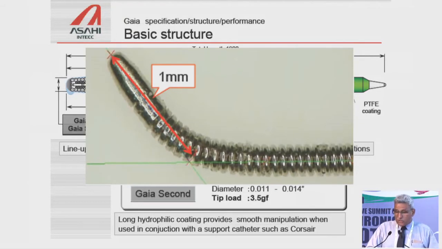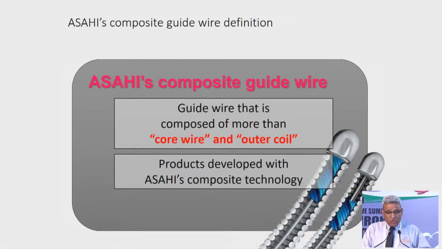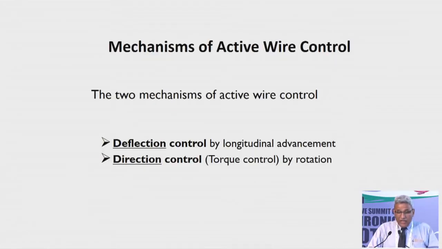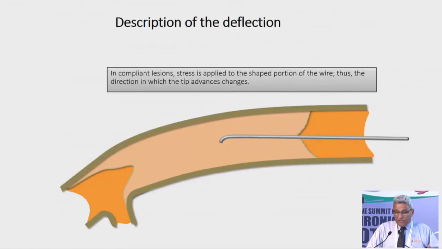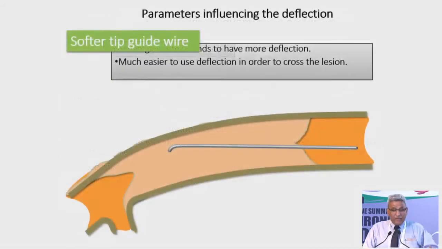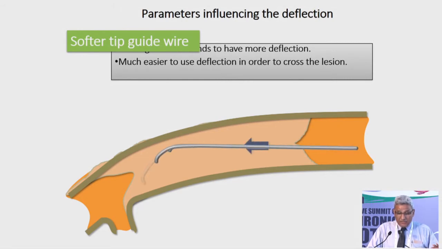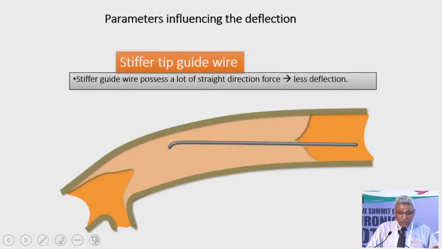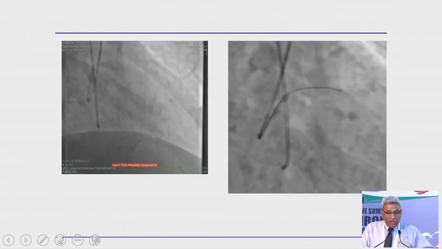And to help us achieve all this, we had the Gaia wire, which has been so elegantly described, which is a composite core wire, which actually helped us achieve active wire control by either deflection or direction control. And all this we have actually been through. And it helped us use even a softer tip guide wire to have a better result. And by deflection, we could actually cross the segment.